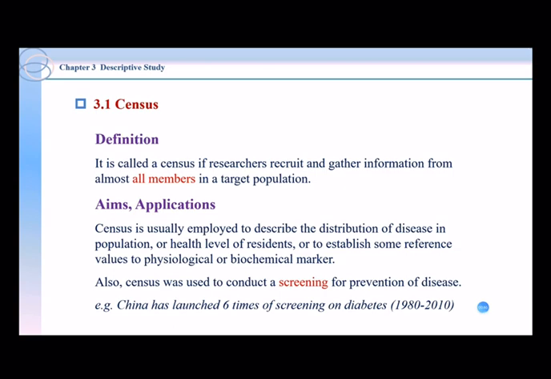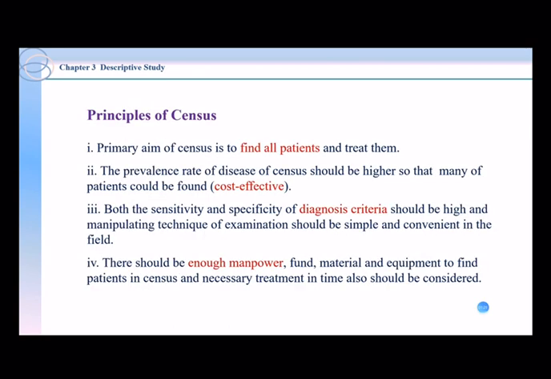For example, China has launched 6 national screenings for diabetes during the 1980s to 2010. This kind of survey can help to understand the prevalence rate of a particular disease, and because it's a census, all members in a particular region are included. So selection bias is usually very rare. There are some principles of censuses. The census's primary aim is to find all patients and to treat them.